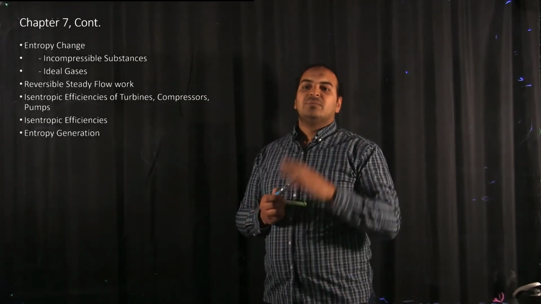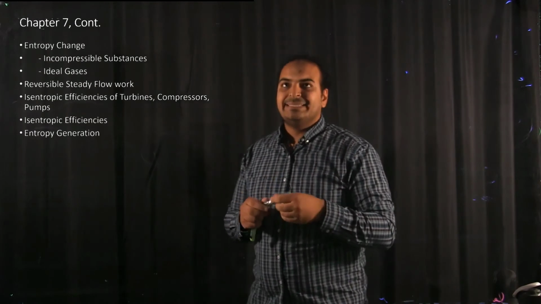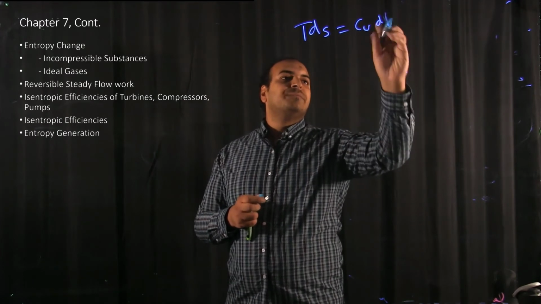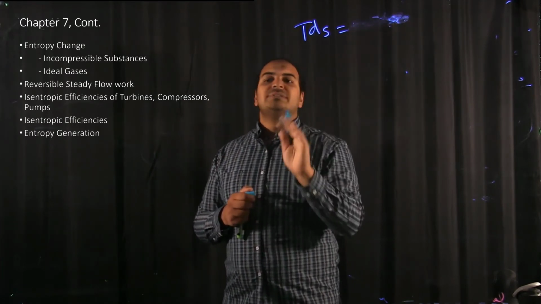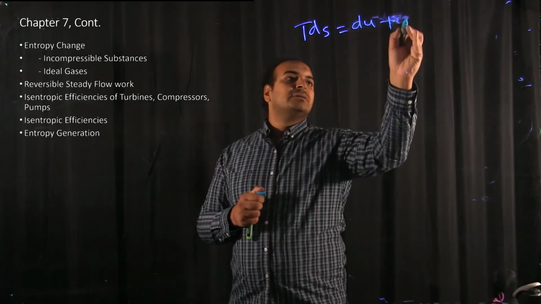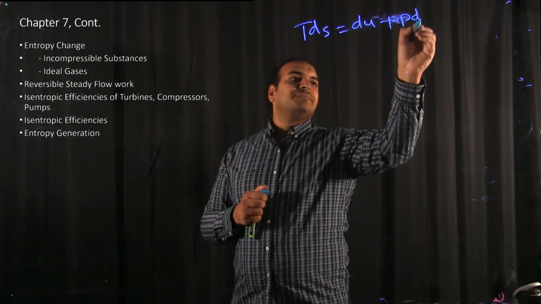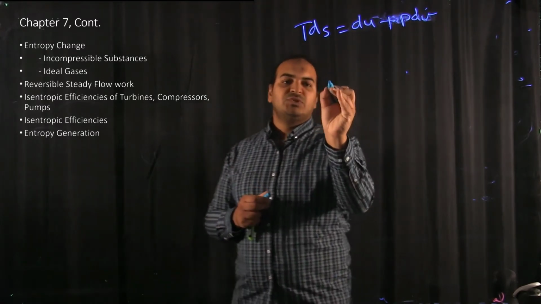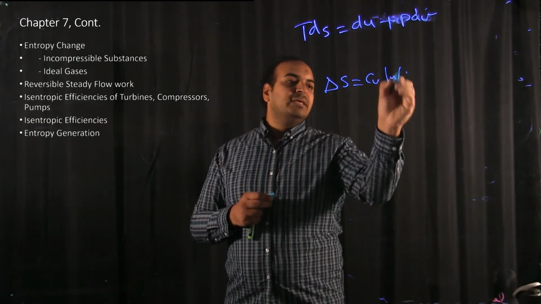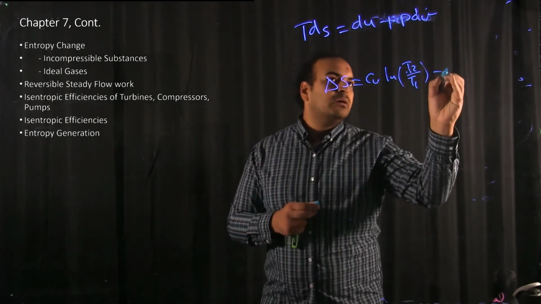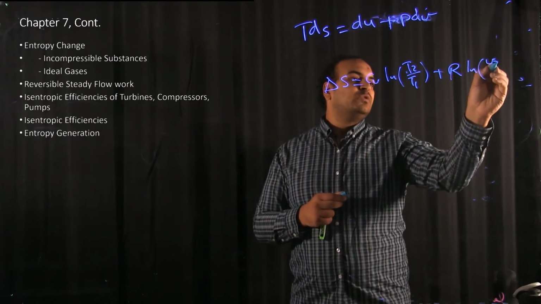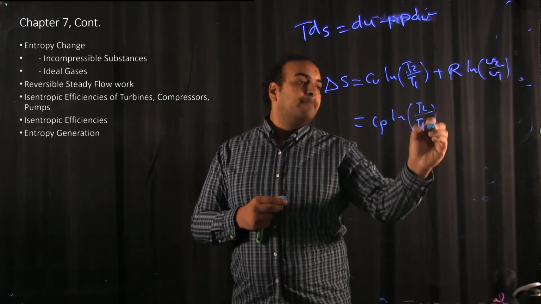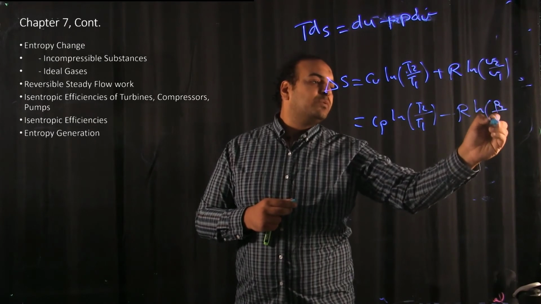For an ideal gas, we started from the two main definitions of delta S. T delta S equals Cv delta T plus delta U. Actually, we started with T delta S equals delta U plus P dV. We have another form in terms of H. We finally reached delta S equals Cv ln T2 over T1 plus R ln V2 over V1, or Cp ln T2 over T1 minus R ln P2 over P1.